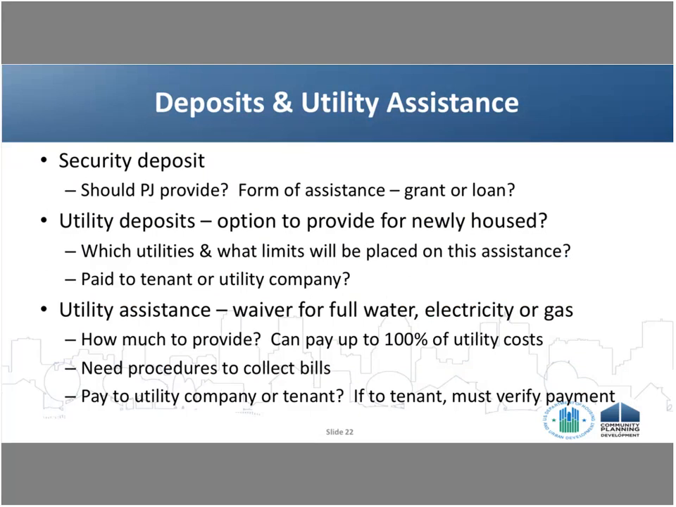In the case of utility deposits where those may be needed, which utilities are we going to pay for? What limits might we apply? Is there a dollar cap, for example, on how much of a deposit we'll pay for with program funds? Will we pay the deposit directly to the utility company, or will we send it to the tenant, which then means that we need to have a way of documenting that they in turn paid the utility company. So we need to think through those choices.